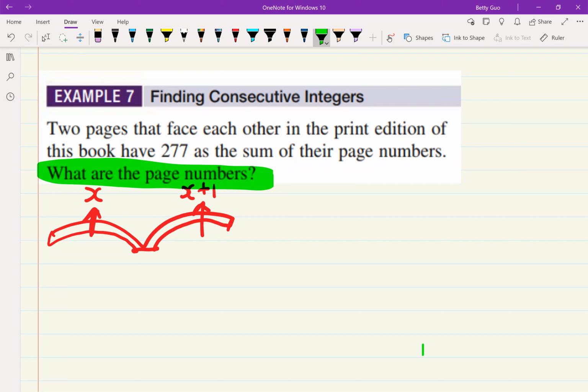2 pages that face each other in the print edition of the book have 277 as the sum of their page numbers. How do you take advantage of that information? I'll give you a couple of minutes. Let's see if you can get an equation done. The sum of them is 277, right? Together it equals 277, right? You have it.